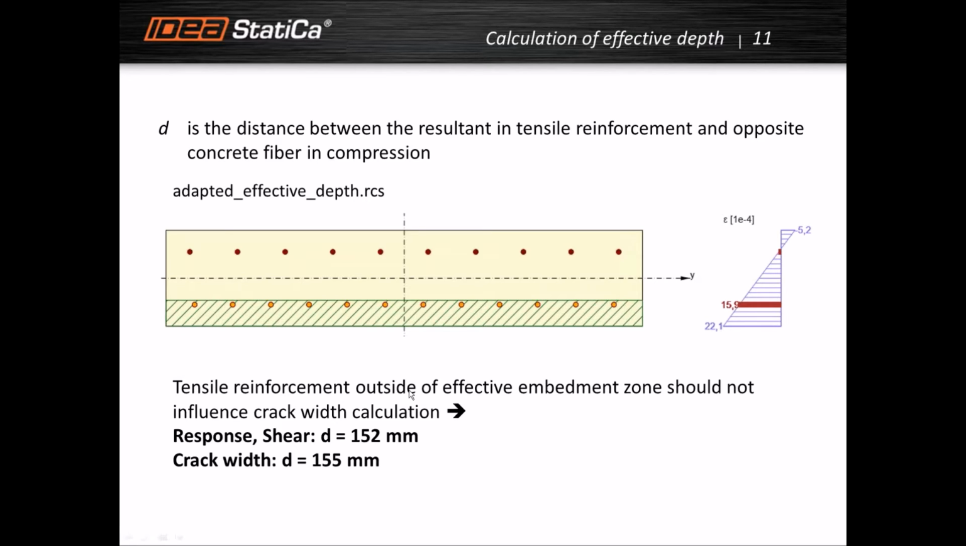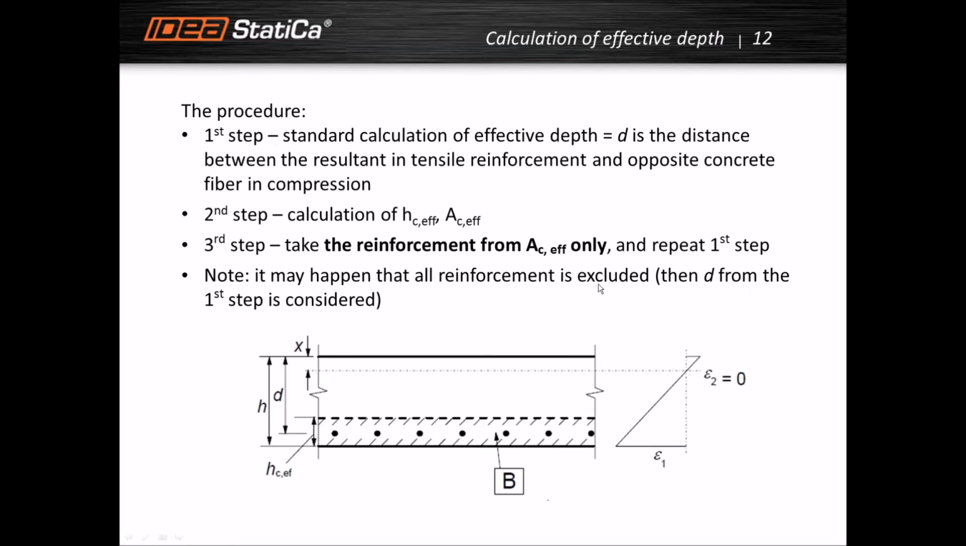But if the tensile reinforcement is outside of the effective embedment zone, then it should not influence the crack width calculation. So that's why we have different results for response and shear and different results for crack width. This top reinforcement, which appeared in tension, was not taken into account for the calculation of the effective depth for crack width calculation.